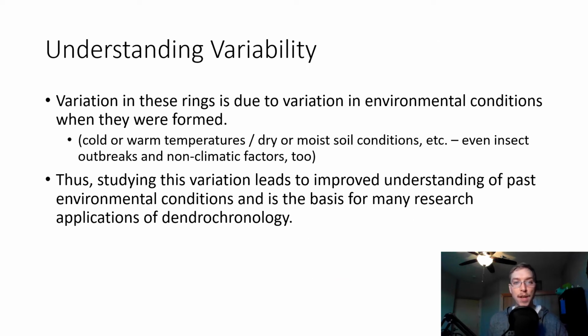So variation in these rings is due to variations in environmental conditions when they were formed. Cold or warm temperatures, dry or moist soil conditions, etc., even insect outbreaks and non-climatic factors like wildfires can impact how these rings are added on. Thus, studying this variation leads to improved understandings of past environmental conditions and is the basis for many research applications in dendrochronology.